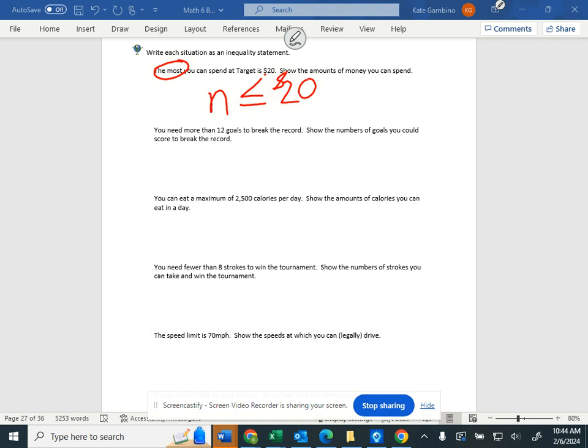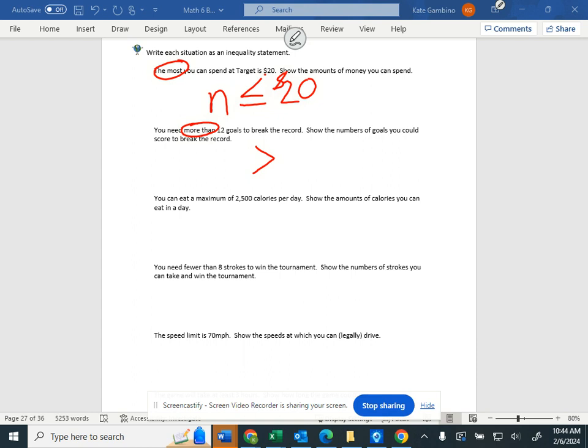Let's do one more together. You need more than 12 goals to break the record. Show the number of goals you could score to break the record. So, which symbol am I going to be using, Callie? Greater than, because I need more than. So where do I want to put my variable and where do I want to put my number? Layla?